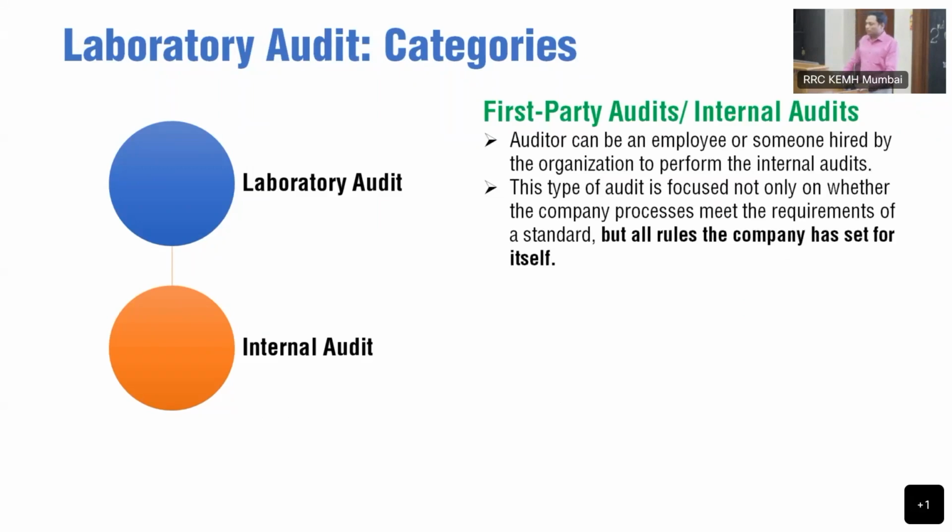This type of audit is focused not only on whether the company processes meet the requirements of the standard, but also all rules the company has set for itself. For the NABL audit, the assessor uses NABL's own checklist, and we are trained to use that checklist only. But if you are the internal auditor, because it's your laboratory, you can make your checklist more comprehensive. You cannot delete points. The minimum requirement is the NABL checklist, but because it's your company and you want to add a few more points, you can make your checklist more comprehensive and robust, right?